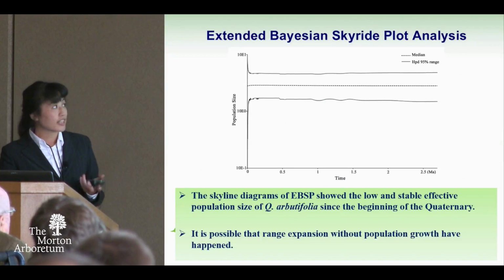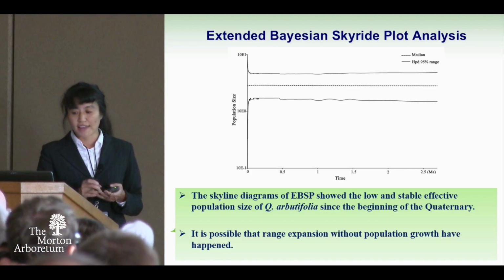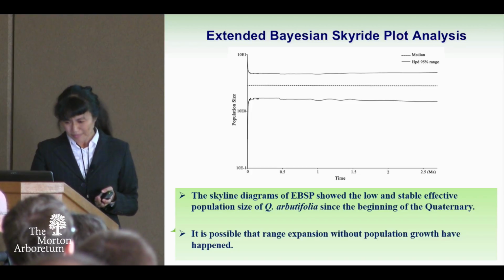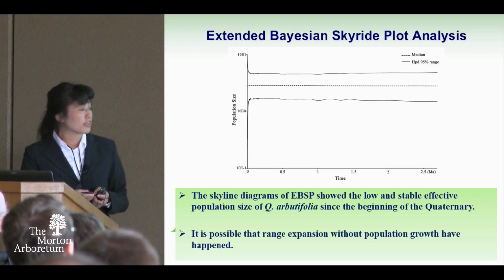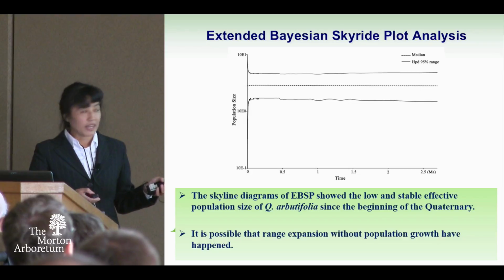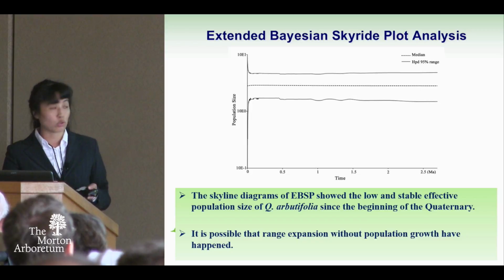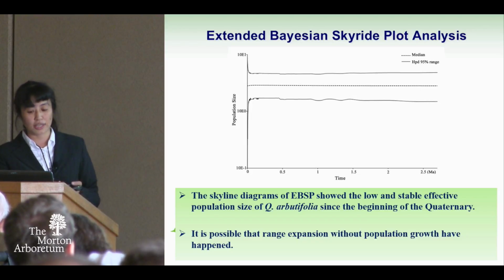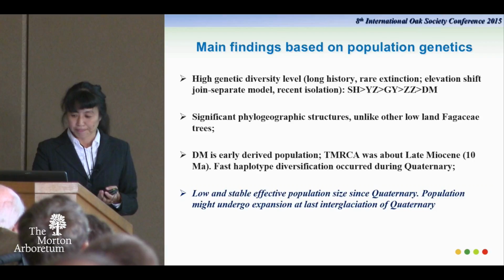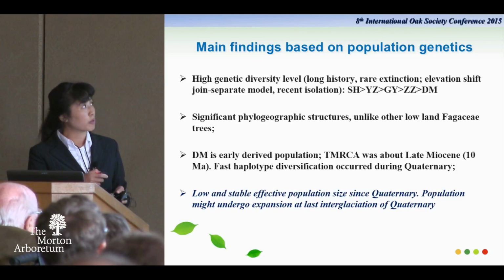Another analysis we worked on is the extended Bayesian skyline plot analysis, and it suggested that the low and stable effective population size of arbutifolia has existed since the beginning of the Quaternary. It's possible that this species' distribution range expanded, but population growth did not happen. So these are the main findings based on the population genetics.